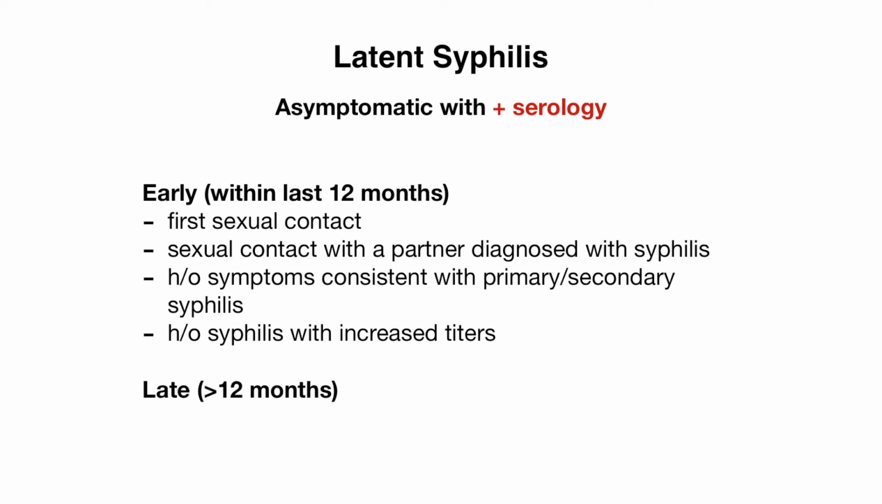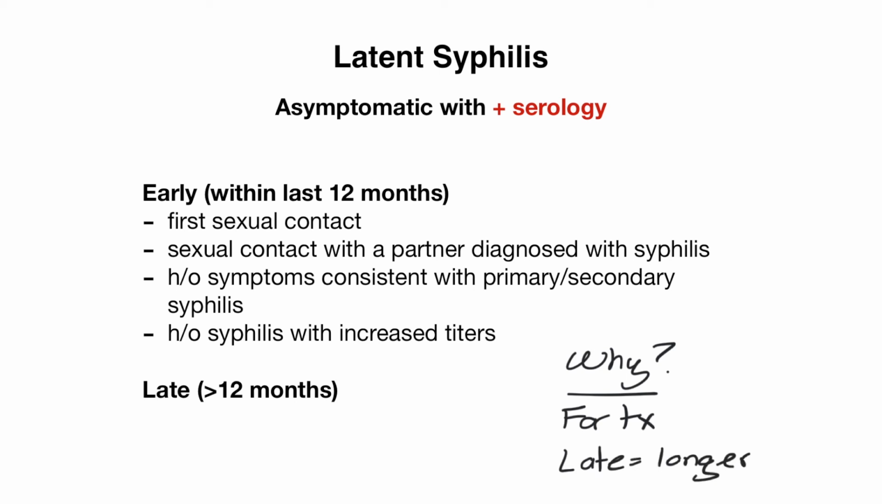Another situation is if they've had sexual contact with a partner who was diagnosed with syphilis during this time frame as well. Another situation is if the patient can recall symptoms that are consistent with primary or secondary syphilis during the last 12 months. And a final situation is if a person had syphilis and was treated and can demonstrate increased titers on labs during the last 12 months. And then if a patient does not meet the criteria for early latent, then they're automatically placed in late latent. And this is usually when a person has positive serology, but you're not entirely sure when exactly they contracted syphilis. And the reason why we distinguish between these two stages in the first place is because it actually affects the treatment regimen. So people who are in late latent syphilis need longer treatment.